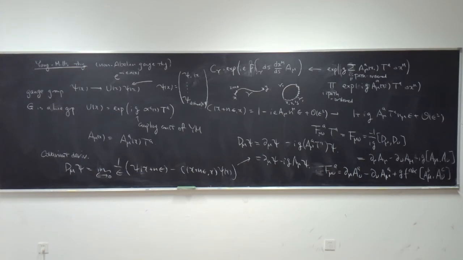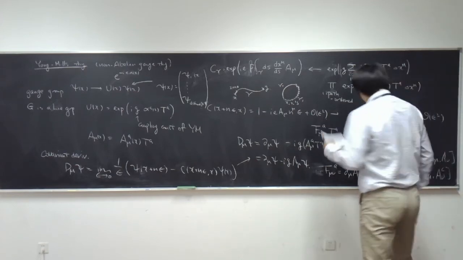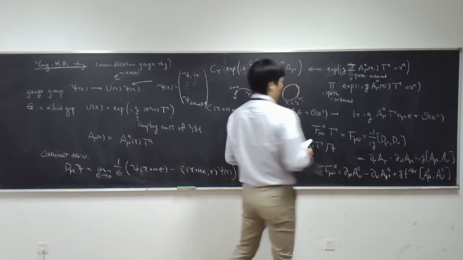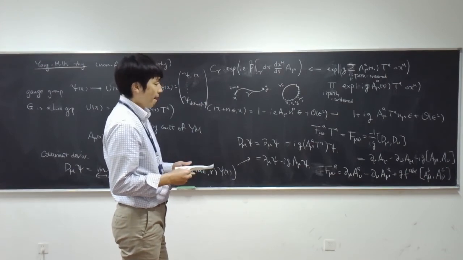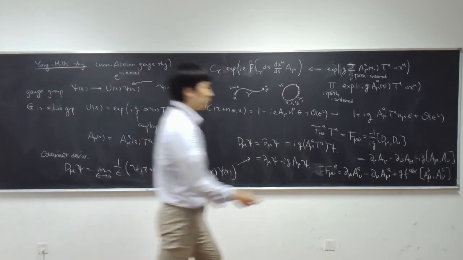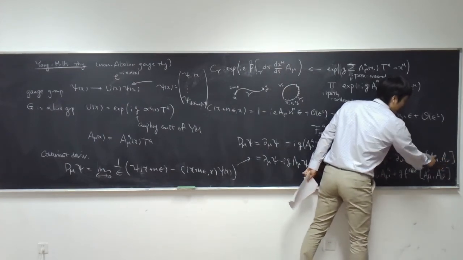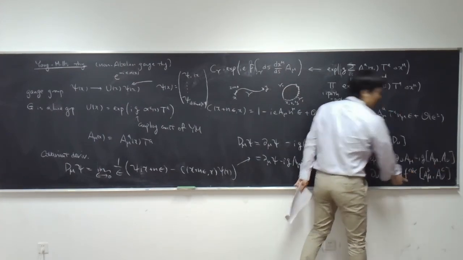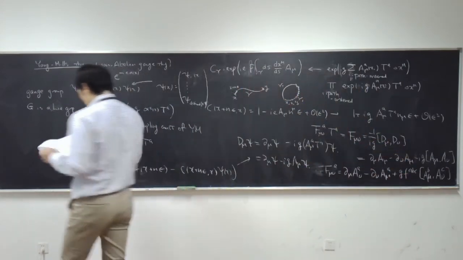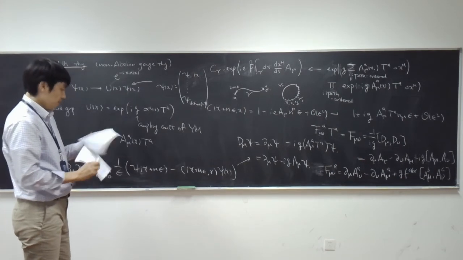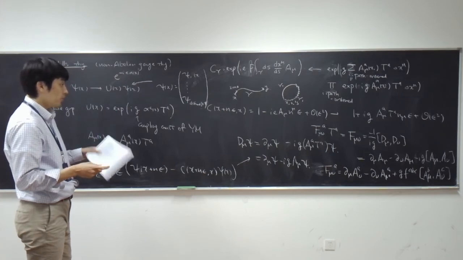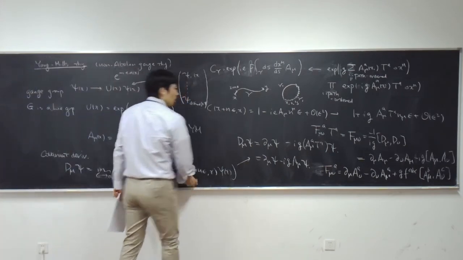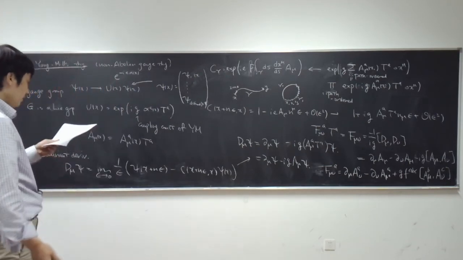Wait a moment. Yeah, I think it's okay. So this commutator of T^b and T^c will give you f^{abc} T^a. So this is the field strength.